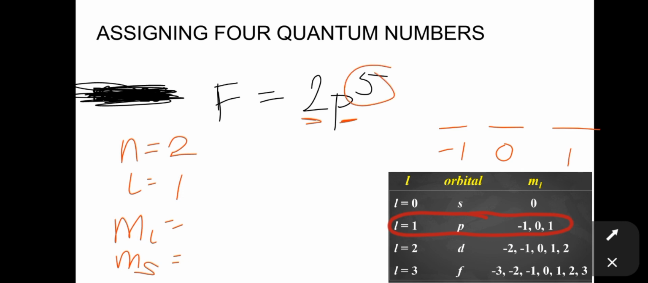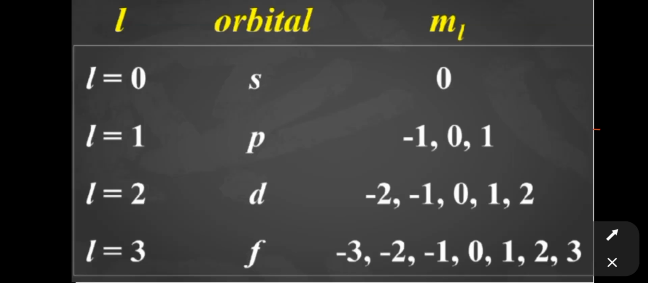Since we have 5 electrons, umpisahan natin yung spinning ng electrons. 1, 2, 3, 4, 5. So, since sa 0 siya bumagsak, magiging 0 yung ML natin. At since downward yung katapusan ng spinning, magiging negative 1/2 siya. Ganun lang siya kasimple. Pwede kayong tumingin sa chart na ibibigay ko para mas mabilis nyong masagutan yung given.